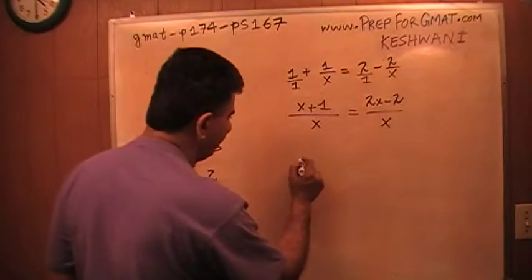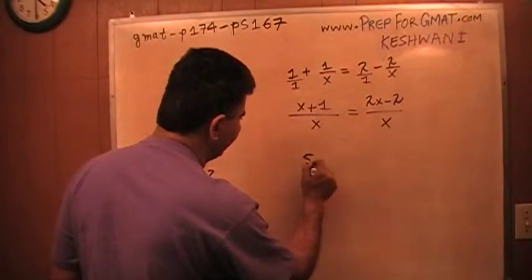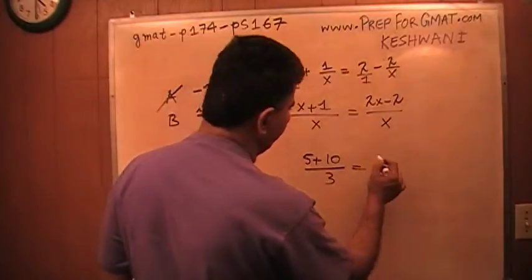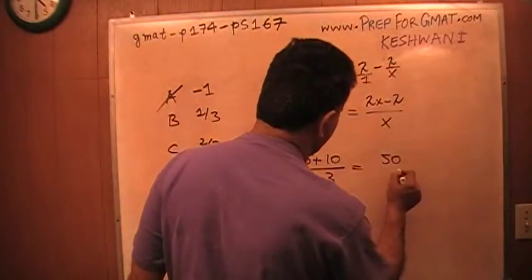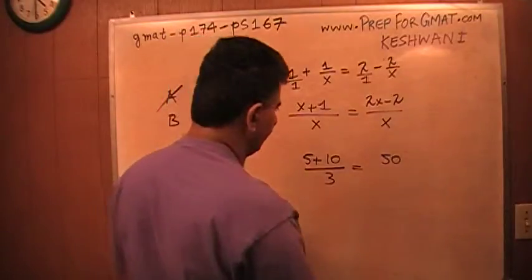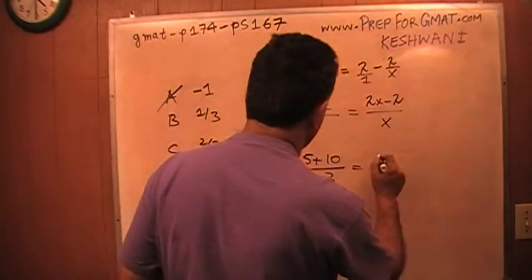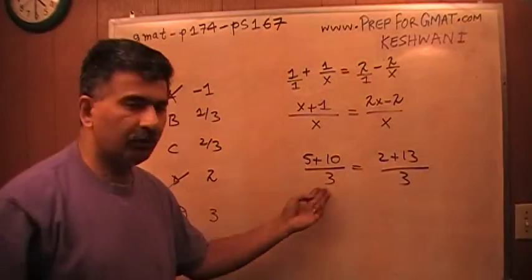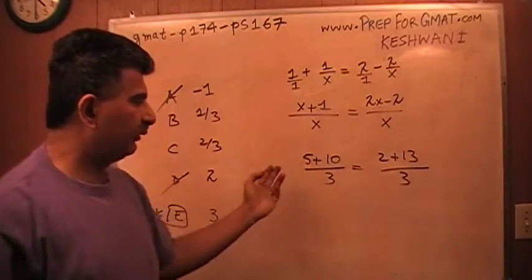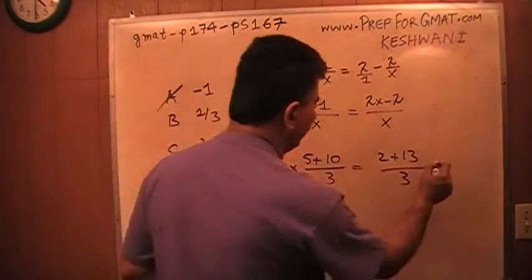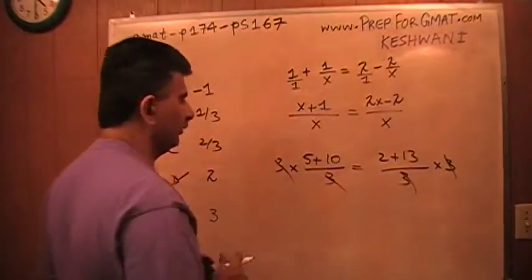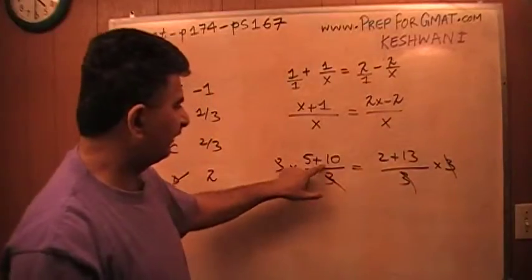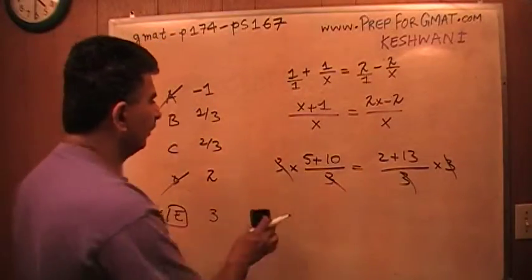For example, if I tell you that 5 plus 10 over 3, 15 over 3 is 5, equals, let's not make it complicated, 2 plus 13 over 3, that 3 plays no role, because I can multiply both sides of the equation by 3, and that 3 will disappear. As you can see, 2 plus 13 is 15 divided by 3 is 5, and 5 plus 10 is 15 divided by 3 is 5. That 3 plays no role.